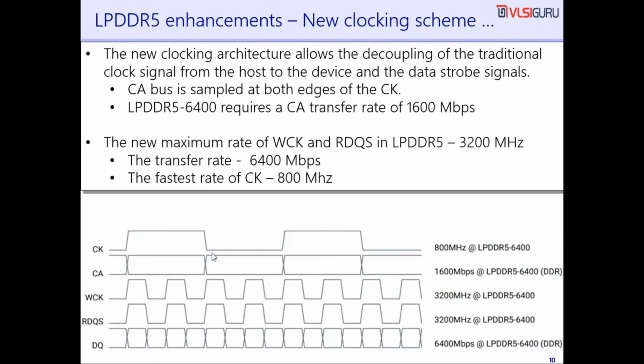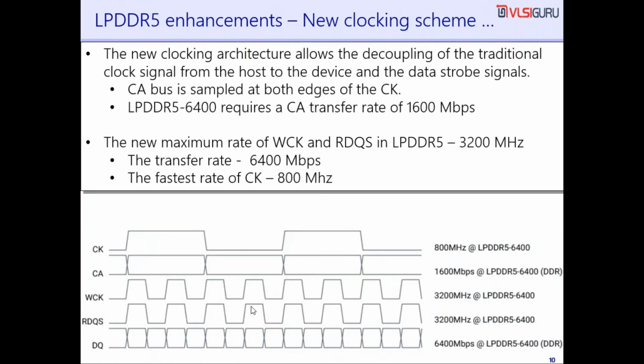So here the clock is shown running at 800 megahertz. Command address bus is being sampled at both positive edge and negative edge of the clock. So that will give 1600 megabits per second. And WCK running at 4 times the frequency. See, in one clock period, you are having 4 edges of the WCK. So that will automatically give you 3200 megahertz.